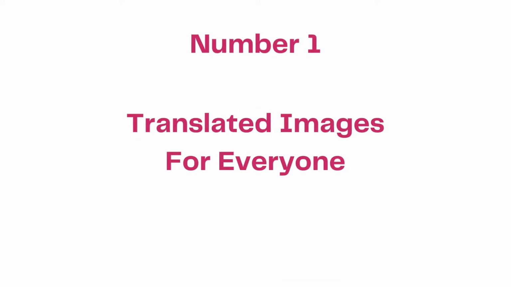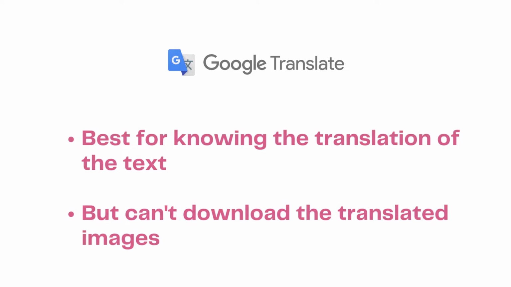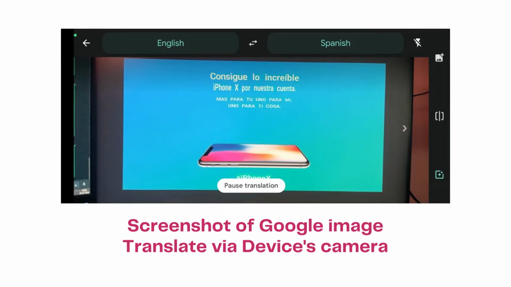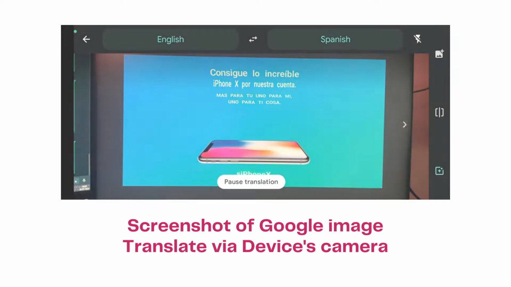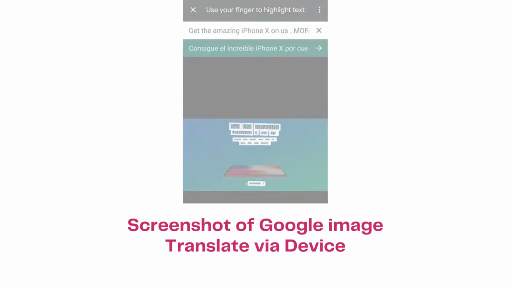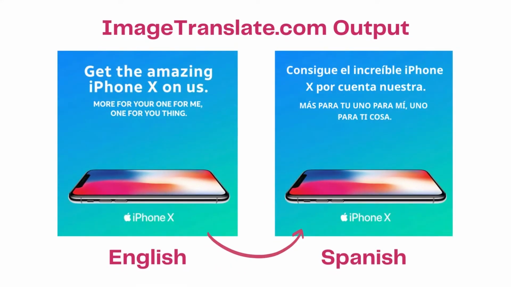Number 1. Translated images for everyone. Sure, we know Google Translate can provide the translation of the text in the picture. But as said earlier, you can't really download the translated image and use it anywhere. Google Image Translate is limited to just knowing the translation of content. On the other hand, with ImageTranslate, one can translate the image and recreate it in a different language instantly. More than that, they can download the translated image.